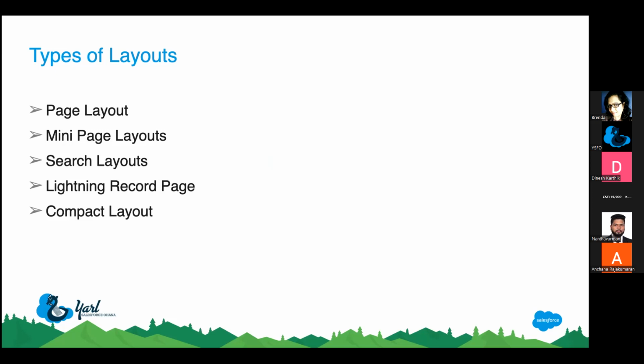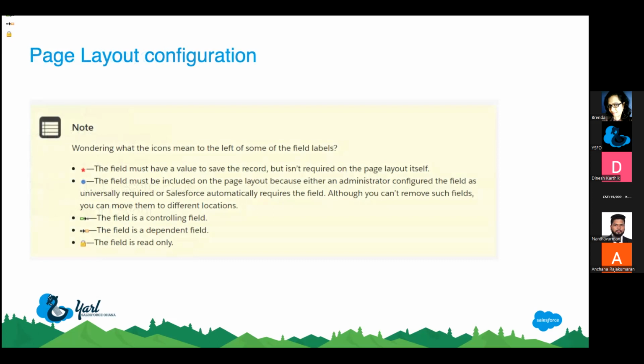Most clients use the standard UI for internal systems. In case we need to give access to customers, if we are going for a website kind of thing, they have to use a custom UI. In the standard UI, we have many types of UI: page layout, mini page layout, search layout, lightning record page, compact layout, and so on. We are going to see each and every UI.